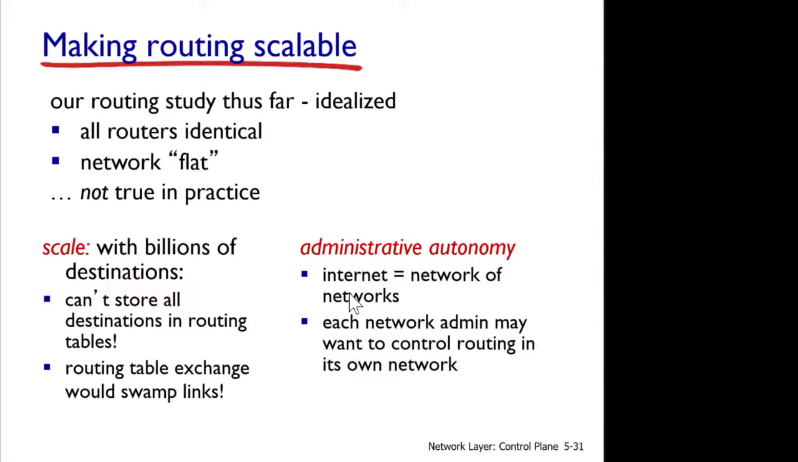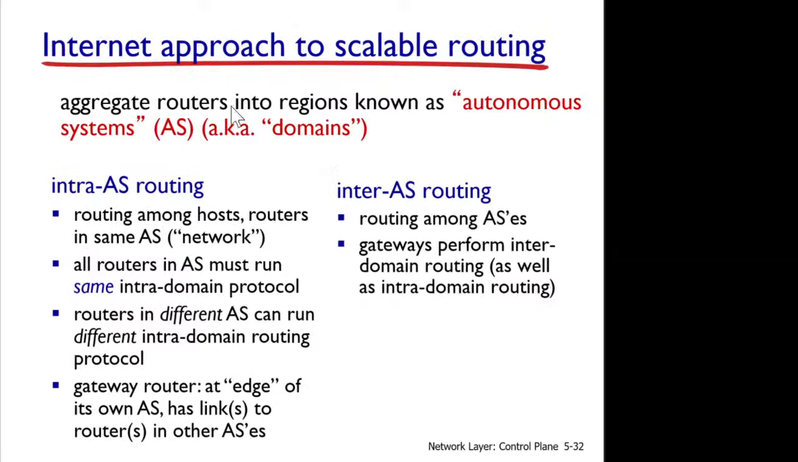Each network administrator might decide to run things their own way. Some might decide to use link state. Some might decide to use, for example, distance vector to figure out least cost paths within their own network. So hence the intra, as opposed to international, for example. So the idea here is that we aggregate routers into regions known as autonomous systems. So you can kind of think of a company maybe with tens of routers as being an autonomous system. So intra-AS routing is routing amongst the hosts and routers in the same autonomous system. In other words, in one network.